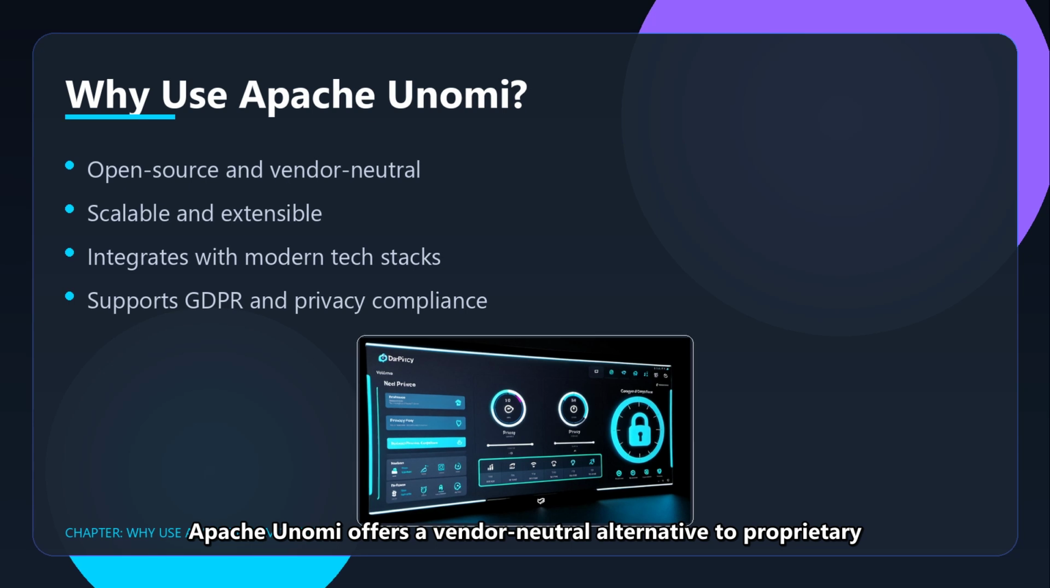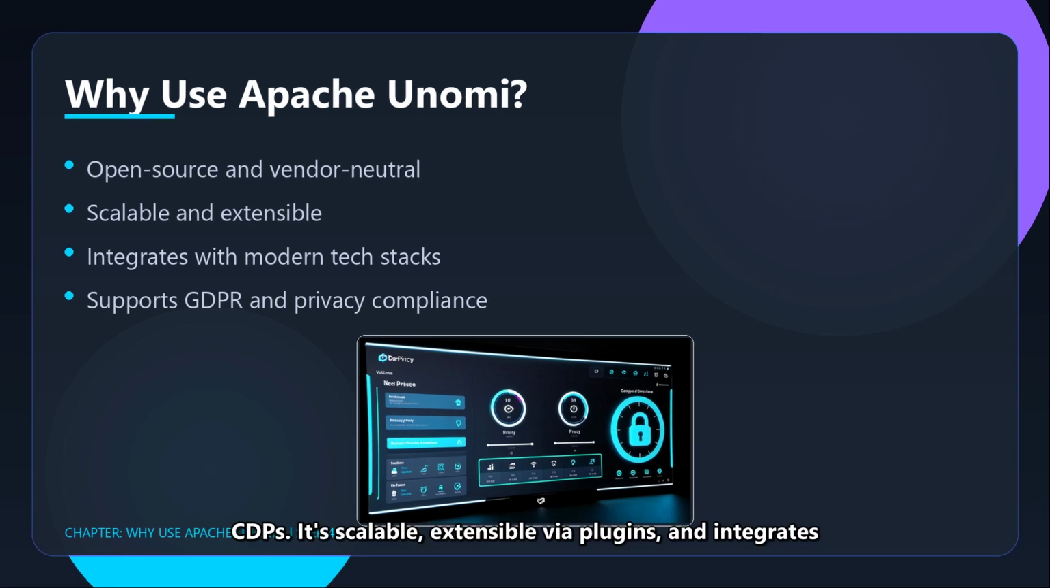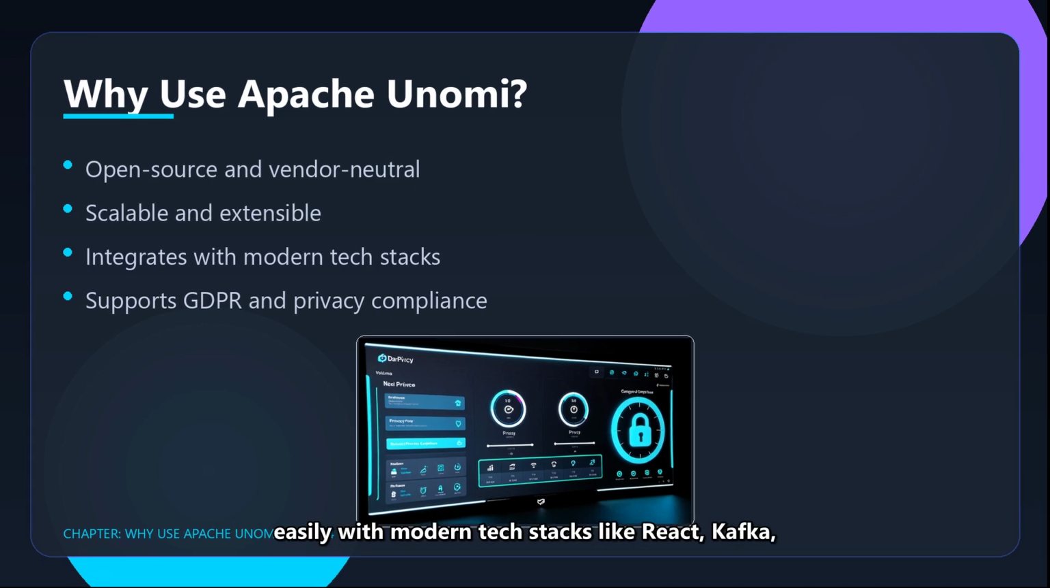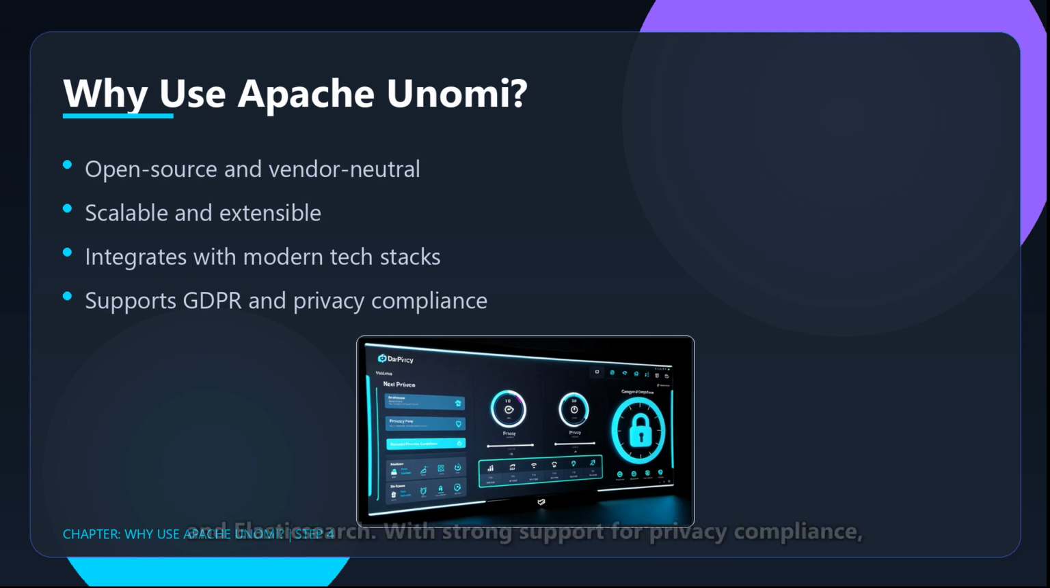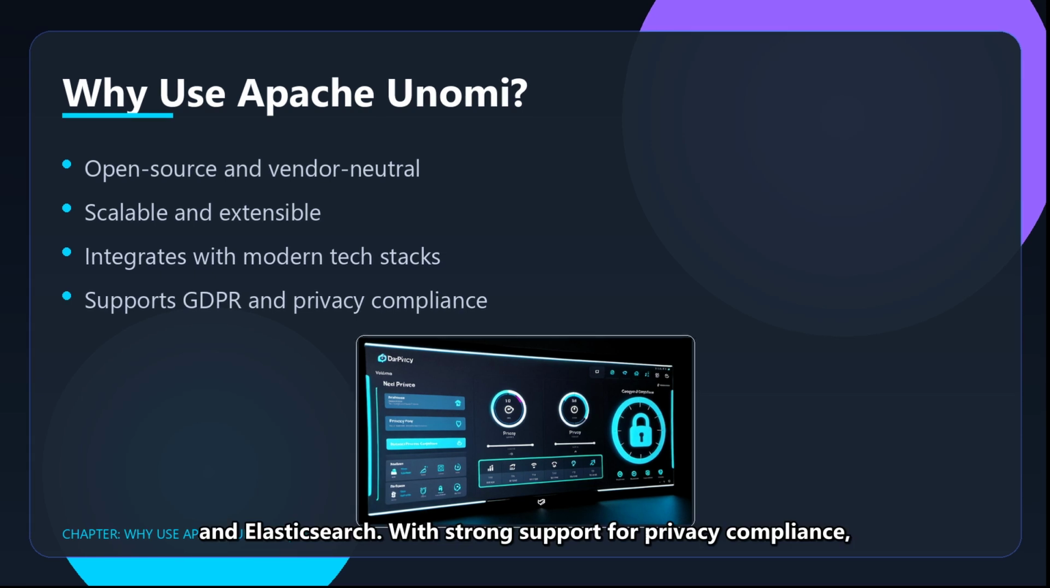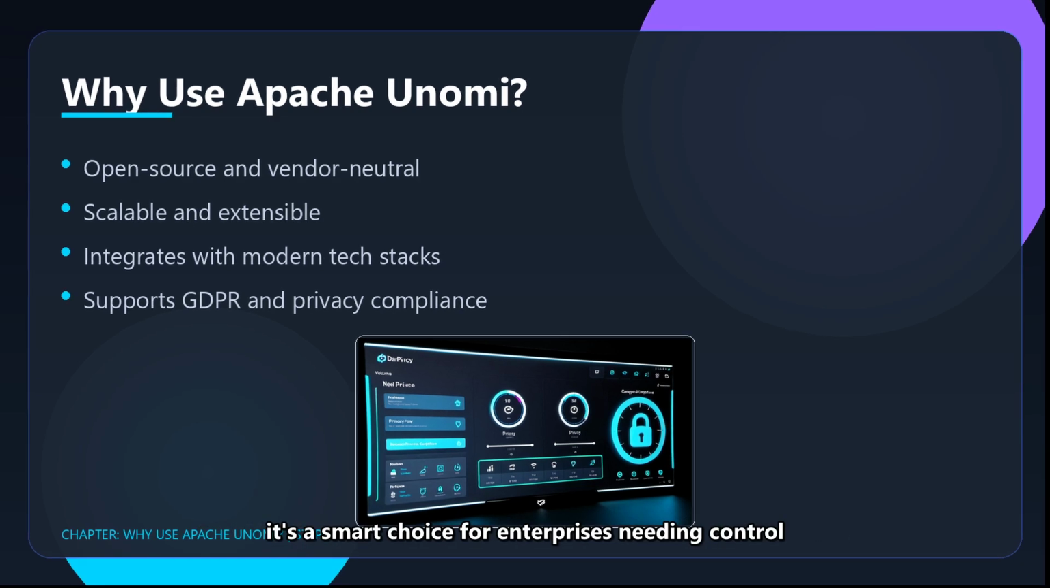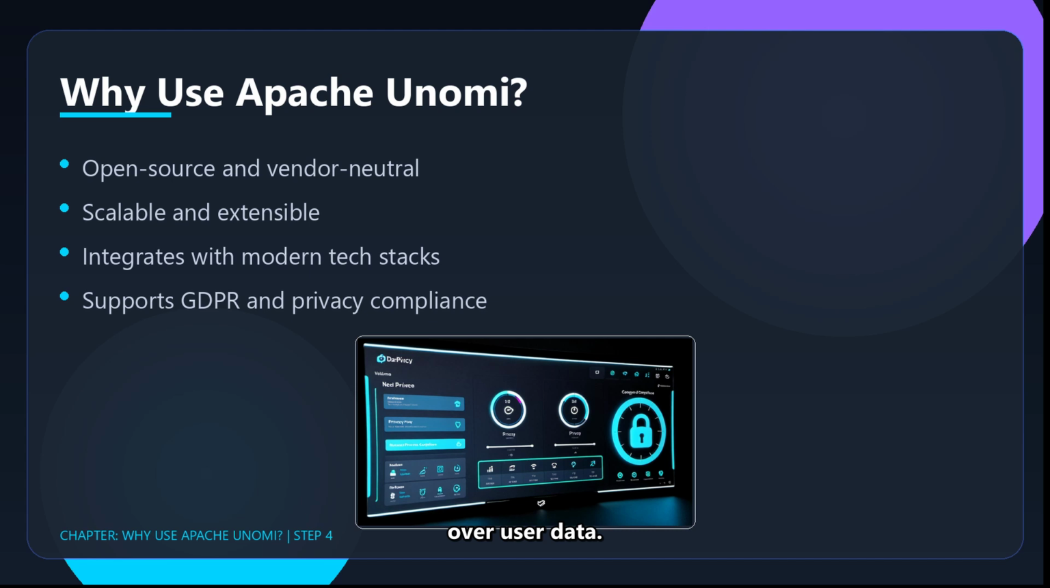Apache Unomi offers a vendor-neutral alternative to proprietary CDPs. It's scalable, extensible via plugins, and integrates easily with modern tech stacks like React, Kafka, and Elasticsearch. With strong support for privacy compliance, it's a smart choice for enterprises needing control over user data.